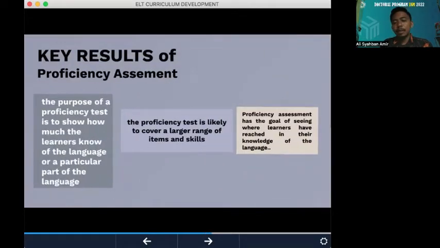The key result of proficiency assessment is about the purpose. The purpose of a proficiency test is to show how much the learners know of the language or a particular part of the language. The proficiency test is likely to cover a larger range of items and skills. Proficiency assessment has the goal of seeing where learners have reached in their knowledge of the language.